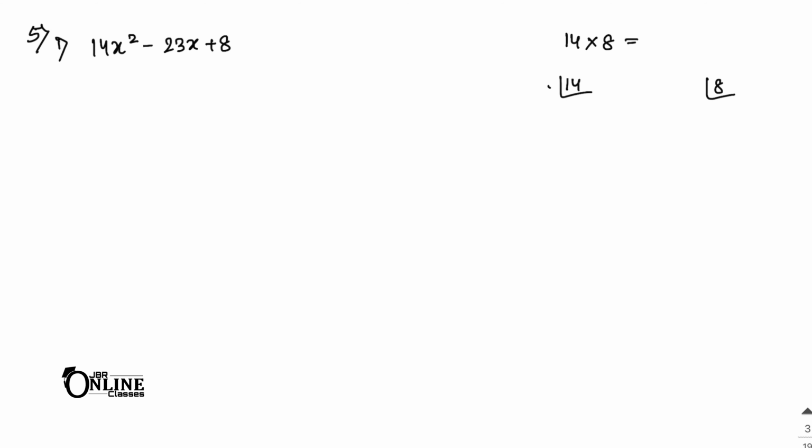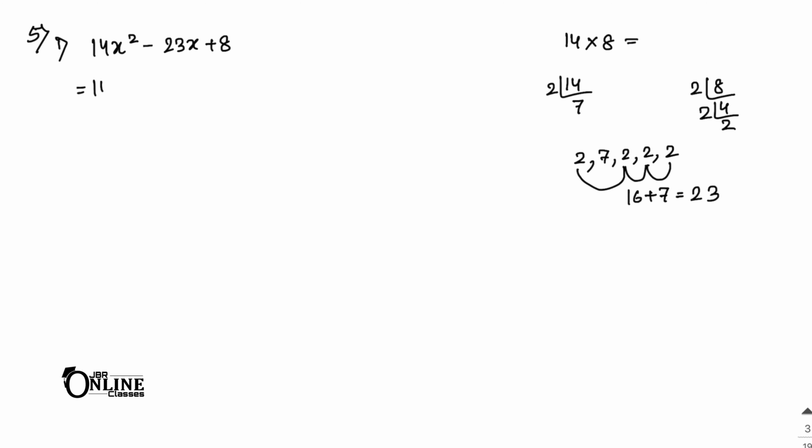As here 14, 2 sevens are 14, and as here 8, 2 fours are 8, then again 2 twos are 4. That means here you have 2, 7, 2, 2, 2 as the factors, and you have to make 23. So as here 7 into 2, 7 into 2 becomes 14. No. So do one thing: 2 into 2 is 4, then again 2 into 2 is 8, and then again 8 into 2 becomes 16. Now 16 plus 7 equals 23.